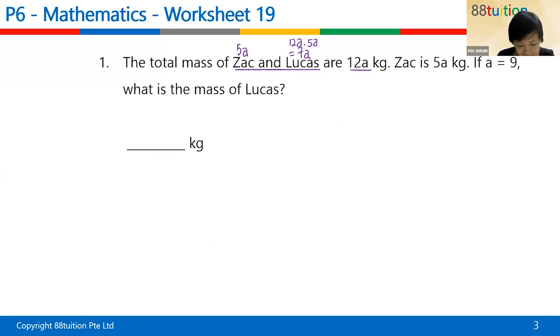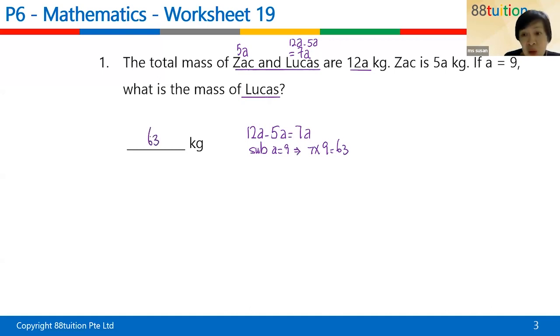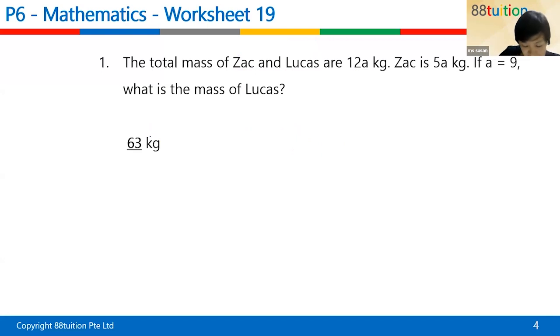Now, if A is 9, what is the mass of Lucas? Lucas is 7A, right? So first thing first, you must sub in the value first. You sub your 7, A equals to 9. So that will give you 63. Okay? All right. Good job. Okay. Next.